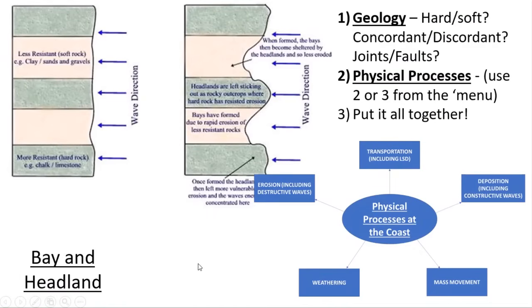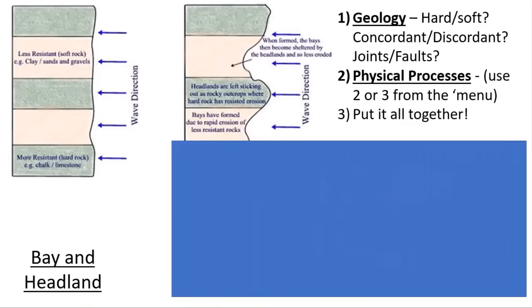So if you want to have another go or attempt this one yourself, now you've practiced, this is for bay and headland. Again, you've got your menu you can use here. Aim for 2 or 3 from the menu of physical processes, plus mention geology to start with. Okay, so if you want to have a go, do that now. If you want to just pause it, and for everybody else, I'll go through the answers.